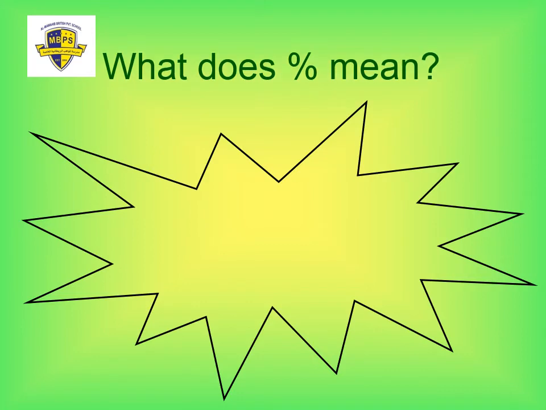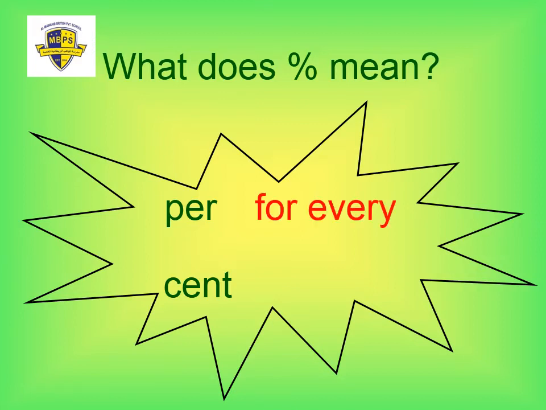Well, before we start, just remember what is the meaning of percent. We read it per and cent. What's the meaning of per? Per means for every, and cent means 100. So percent means for every 100.